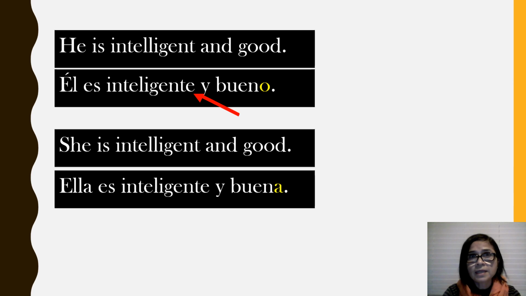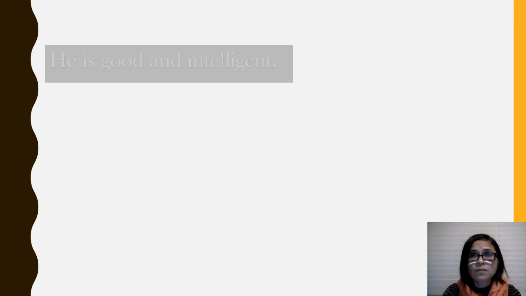Ella es inteligente y buena. So the E in inteligente is going to be the same, but we only have to change the O in bueno for A. Okay. So now one more thing.